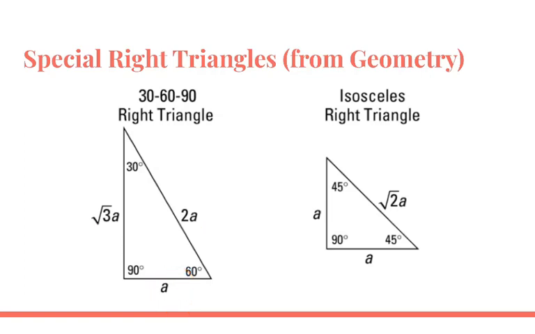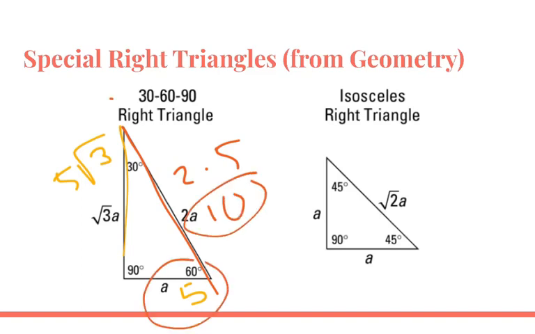So let me give you a quick example. If the short leg is 5, then it says the long leg over here is square root 3 times the short leg. So it would just be short leg times square root 3, and that's your answer. And the hypotenuse, it says it's 2 times A, so it's 2 times the short leg. So what's 2 times 5? That's 10. And automatically, that quickly, you know all three side lengths without doing SOHCAHTOA. That's how easy it is.